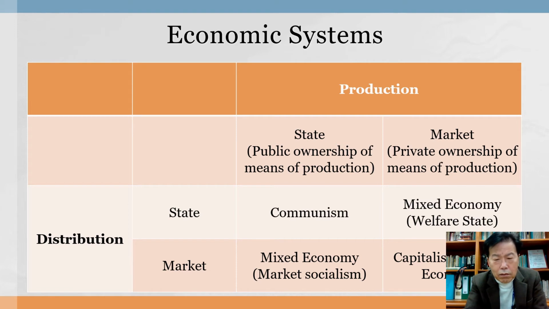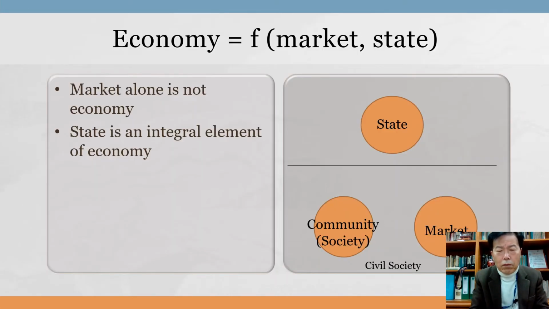On the other hand, while the means of production is publicly owned, the state does not involve itself heavily in the distribution of the produced goods and services. This is another type of mixed economy, which is often called market socialism. So this is the point.